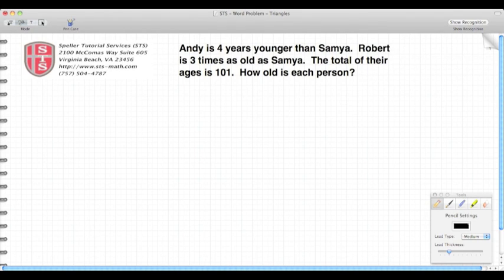Let's start this problem out by identifying our players or the subjects of this word problem. So we're going to let A equal Andy. We're going to let R equal Robert. And we're going to let S equal Samaya.